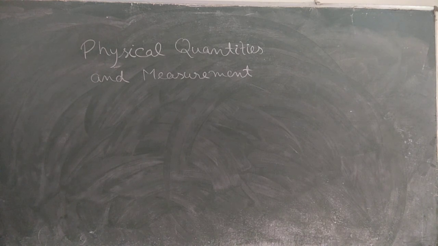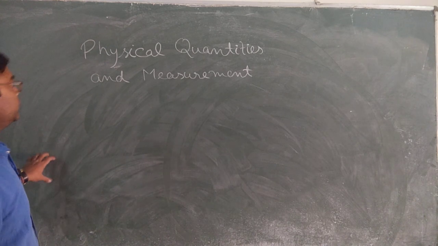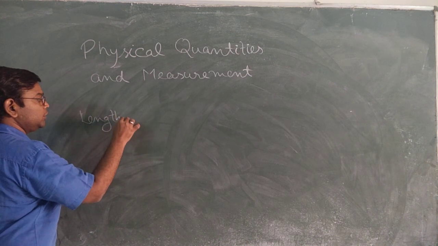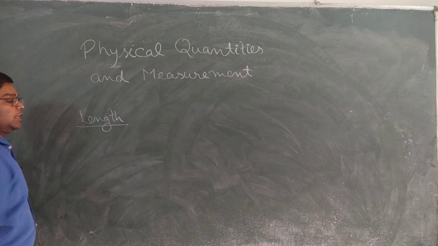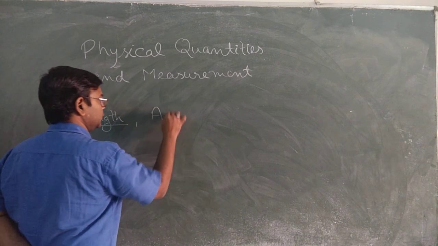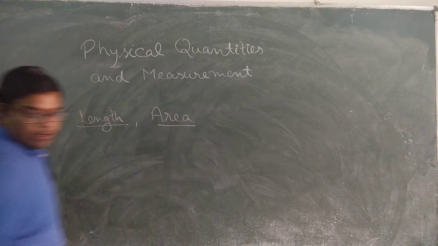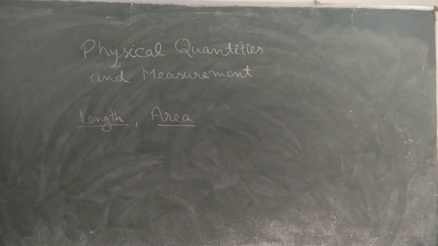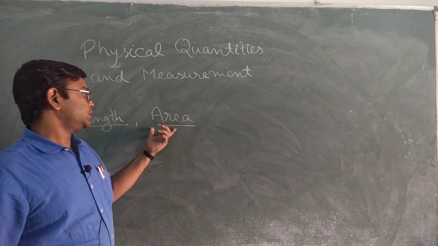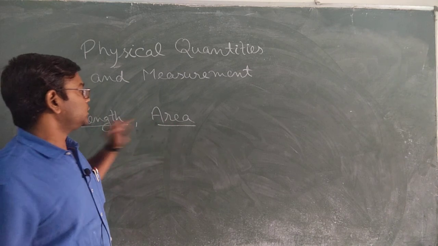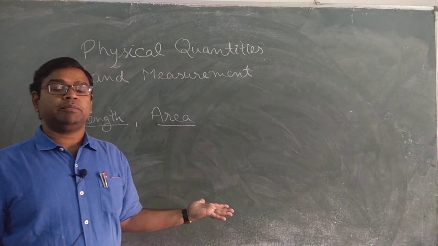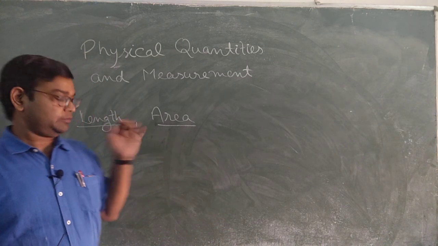Now, among these physical quantities, the very first thing is your length. We already discussed it in class. You already read this in previous class 6. Now, after that we have area. In class 7, we are going to discuss this topic, area. As we know, area is a physical quantity, and this area is a combination of two times length. It is length multiplied by length.